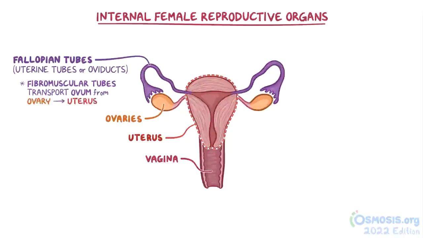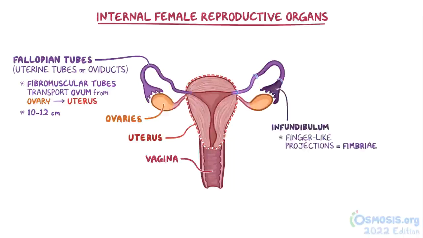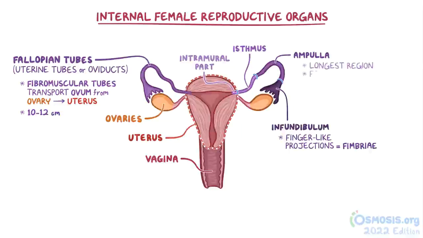uterus. Each fallopian tube is about 10 to 12 centimeters in length and is divided into 4 regions. Closest to the ovaries is the infundibulum, which has finger-like projections called fimbriae. Next is the ampulla, then the isthmus, and finally the intramural part, which travels through the wall of the uterus in order to transport the ovum into either the upper left or right of the uterine cavity. The ampulla is the longest region, and fertilization of an ovum is most likely to occur in this region.